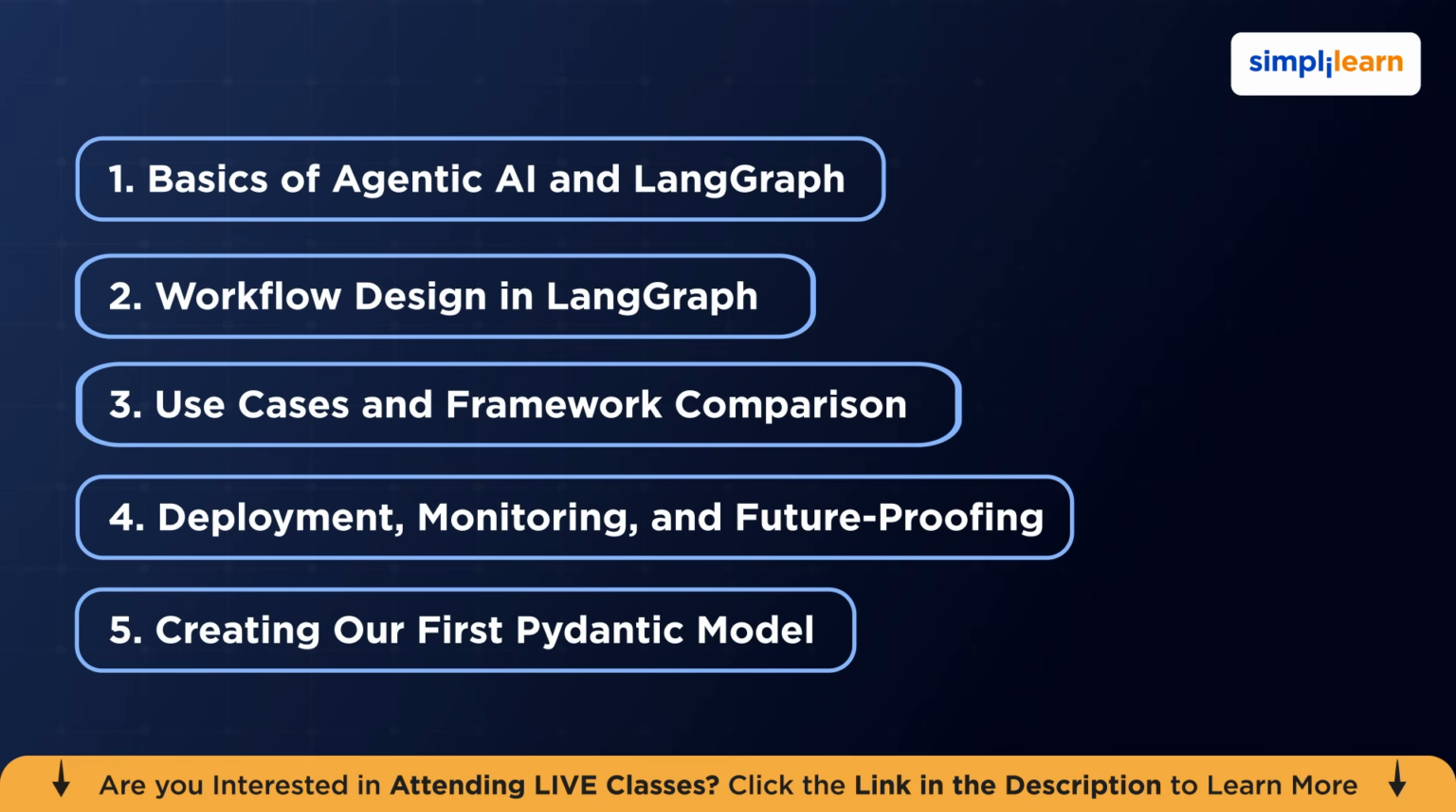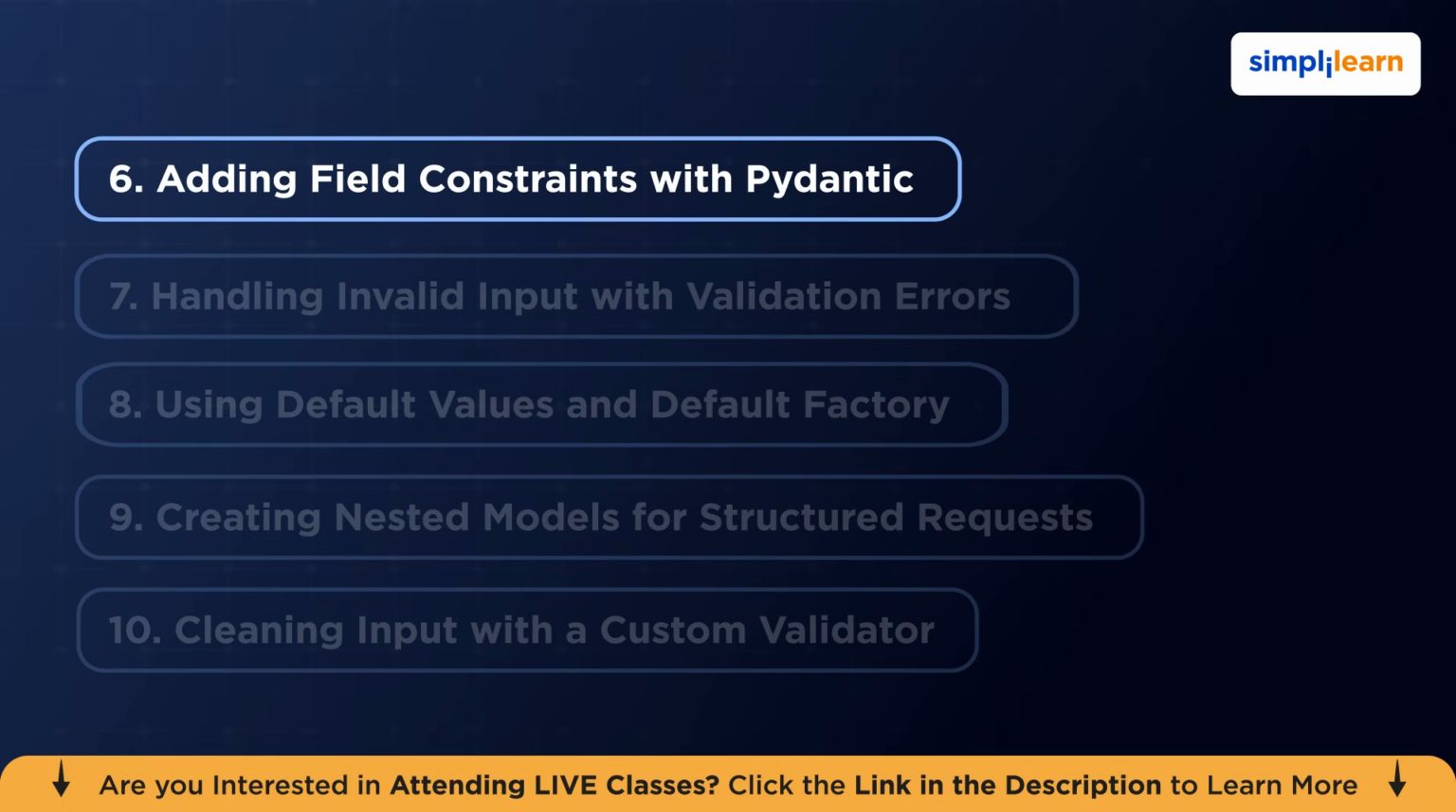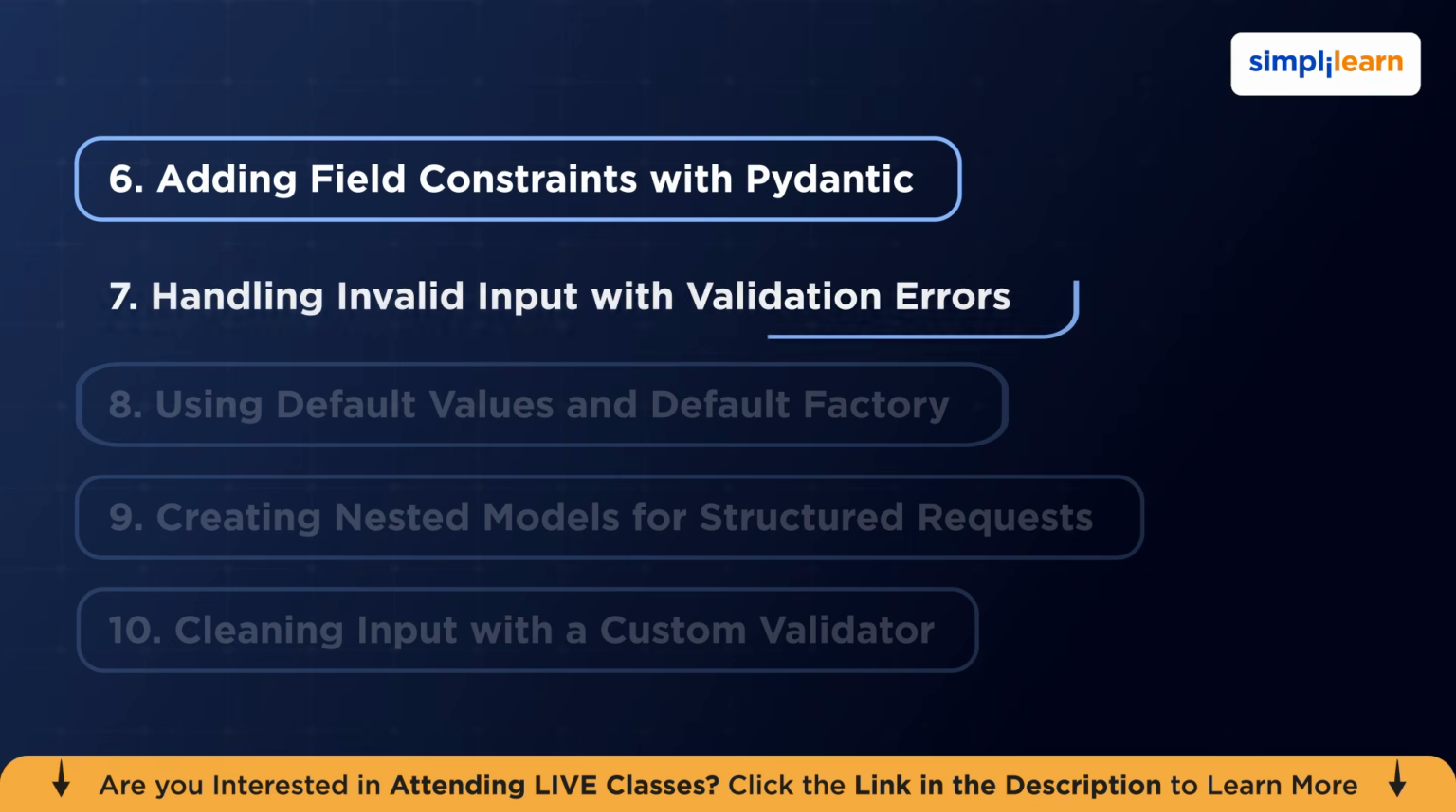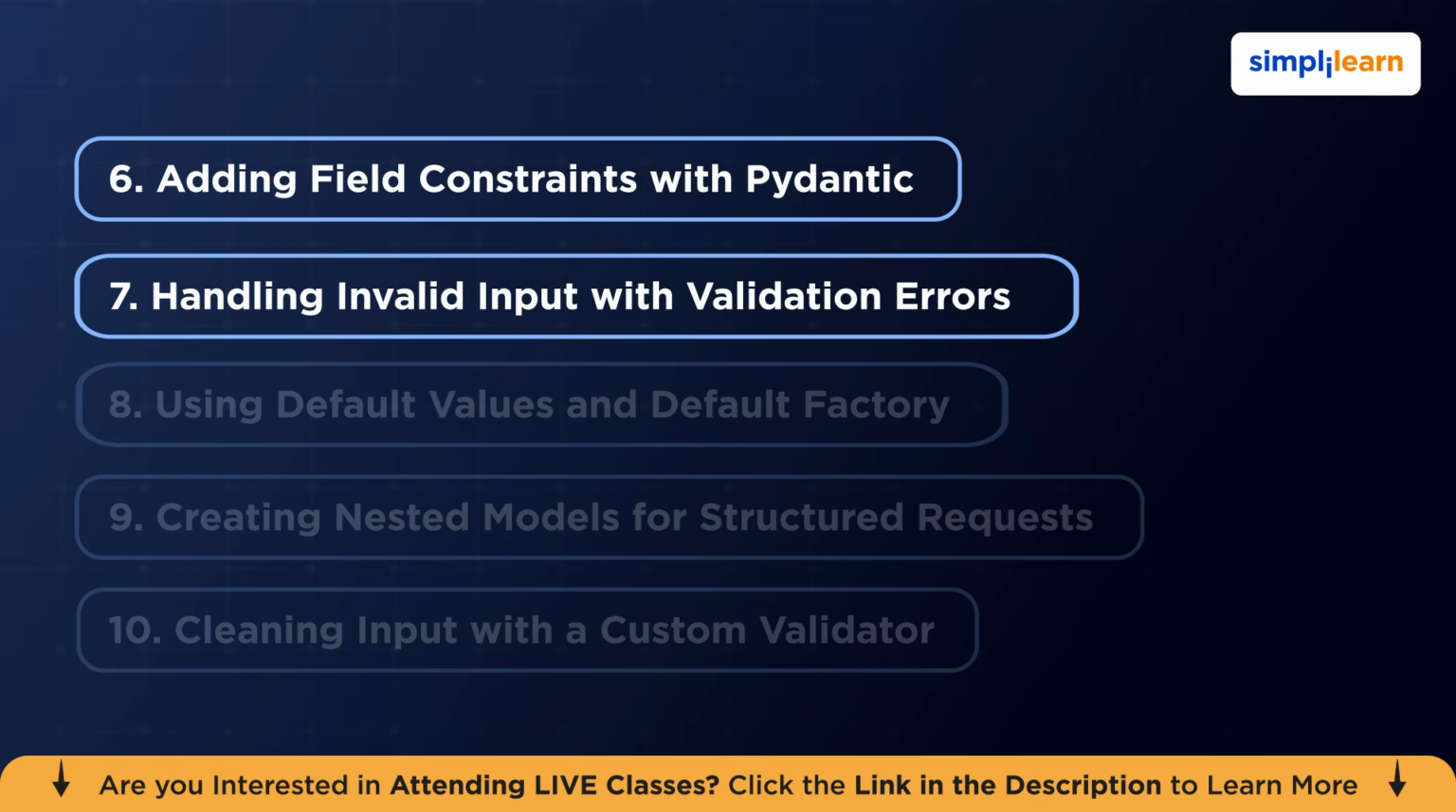Then we create our first Pydantic model. Once a conceptual foundation is clear, we will move into the coding portion by creating our first Pydantic model and understanding how structured data works. Then we will add field constraints with Pydantic. From there, we will learn how to add field constraints with Pydantic so that our agent inputs follow a proper validation rule. Then we learn to handle invalid input with validation errors.